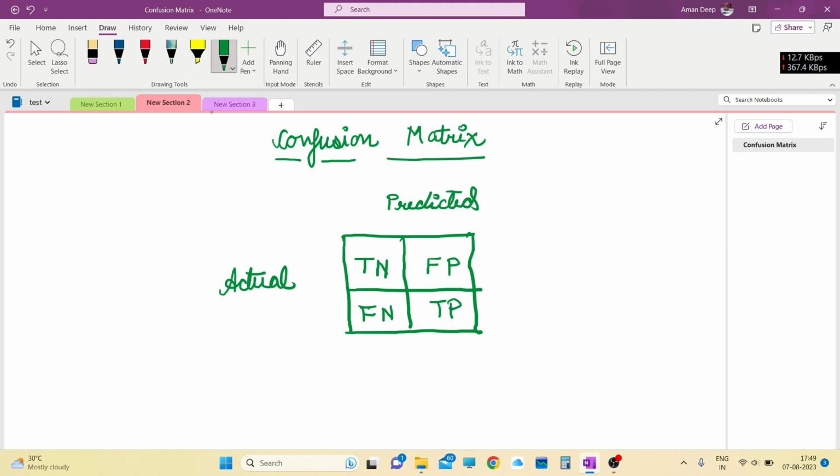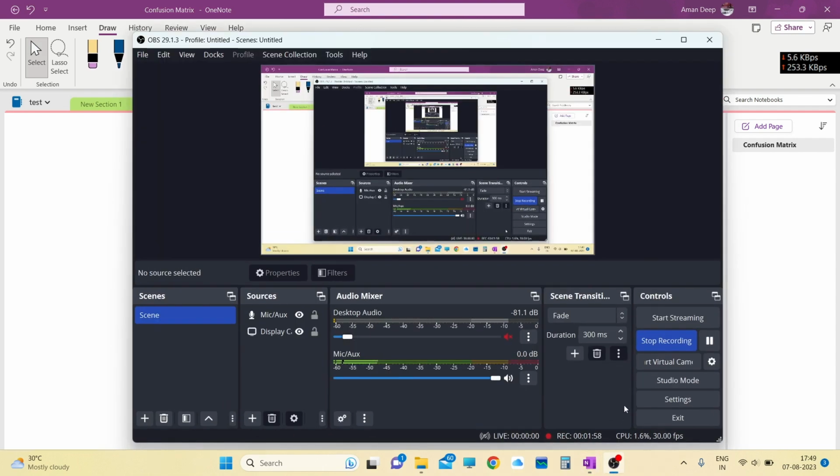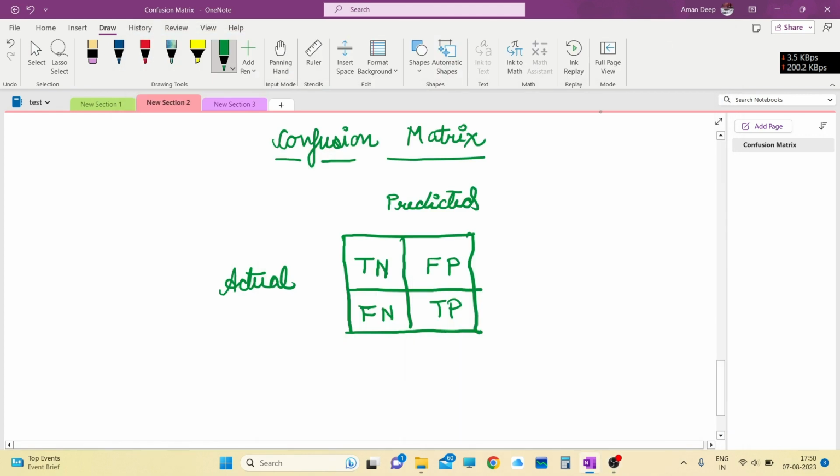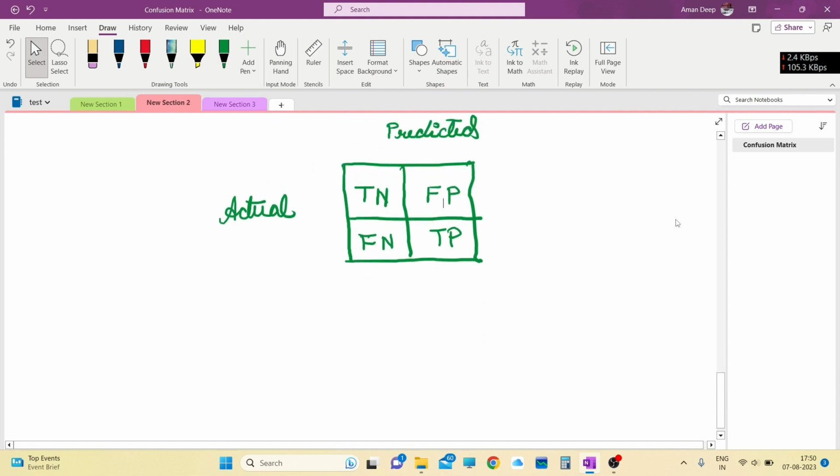Now the formula of... okay, so we write here predicted, here actual, true negative, false positive, here it will be false negative, true positive. And with this we develop the formula of... just a moment. Yeah, once we have this, we can write the formula of precision and recall.